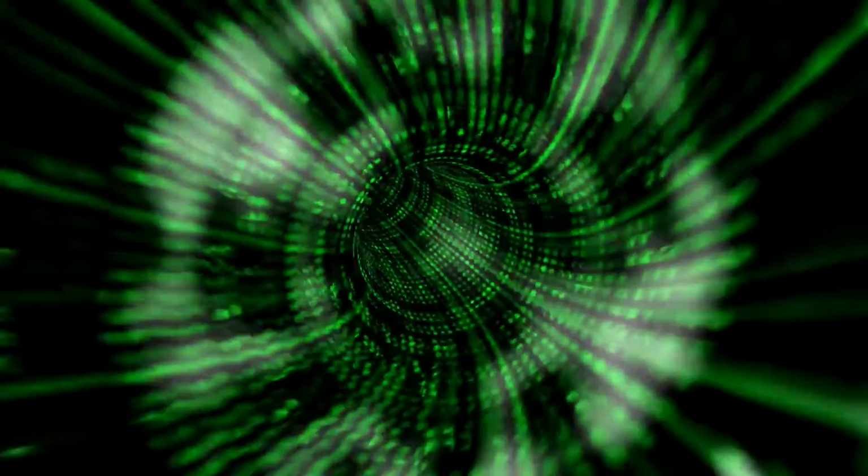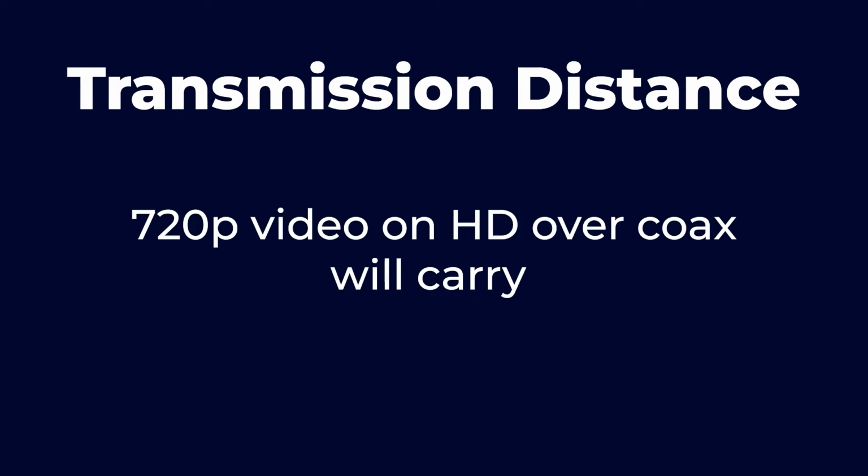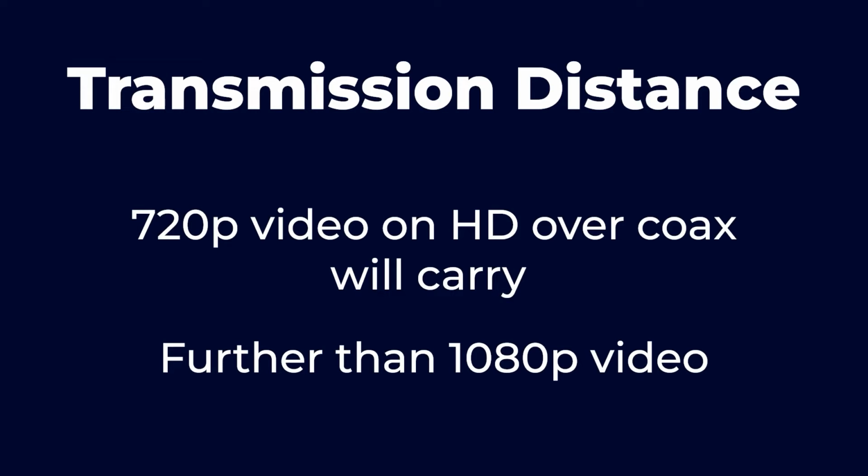Again, HD over coax can transmit long distances up to almost 2,000 feet. The transmission distance will vary depending on resolution and video quality. 720p video on HD over coax will carry further than 1080p video, for example.